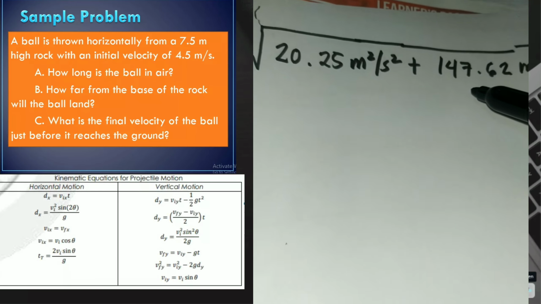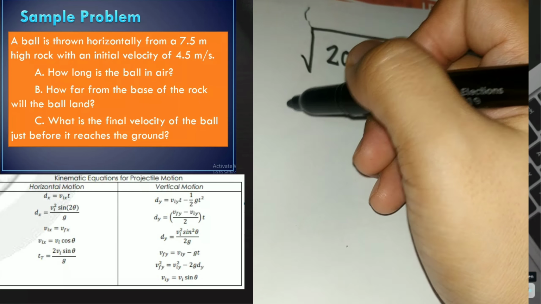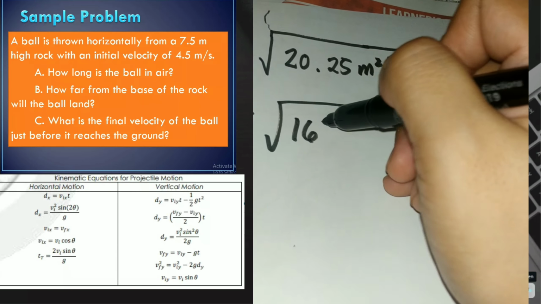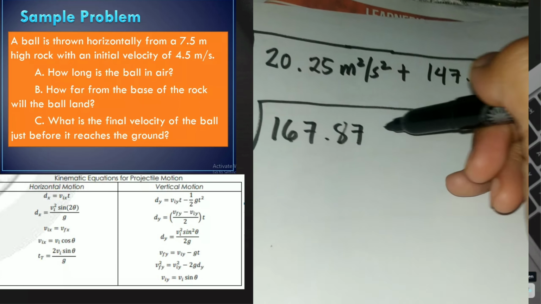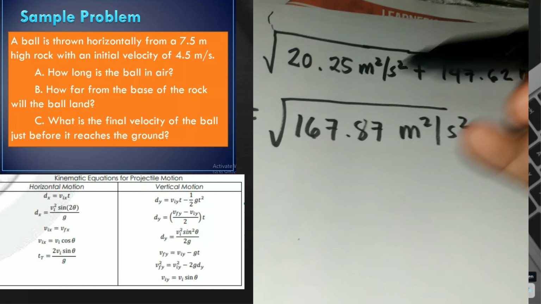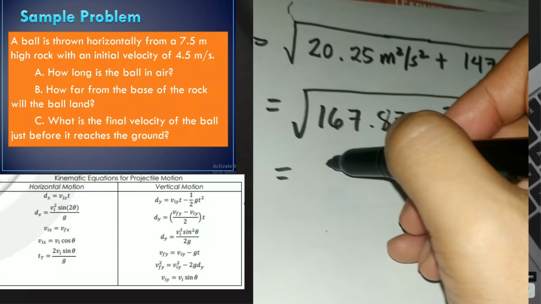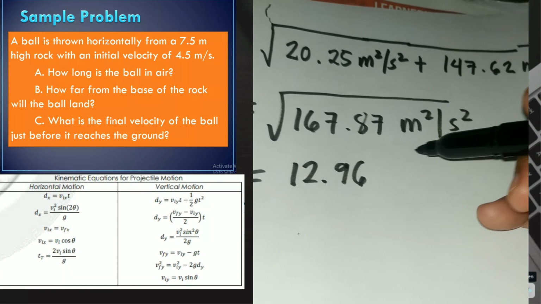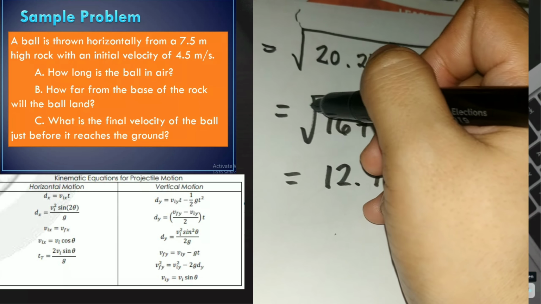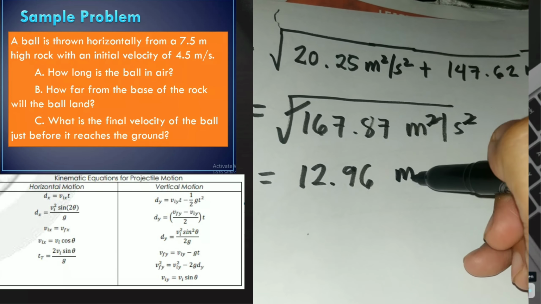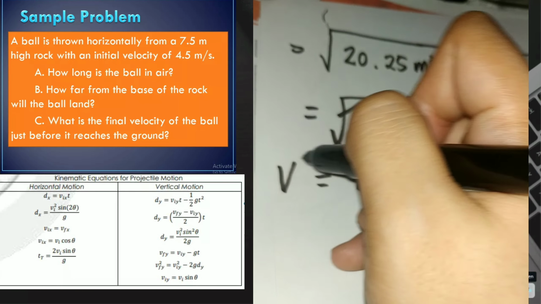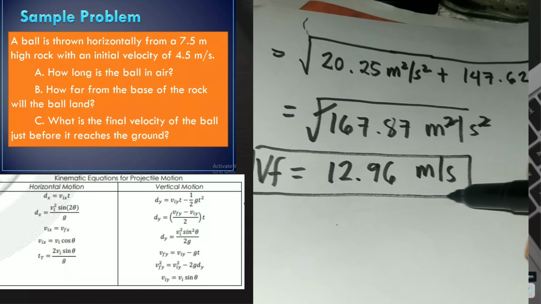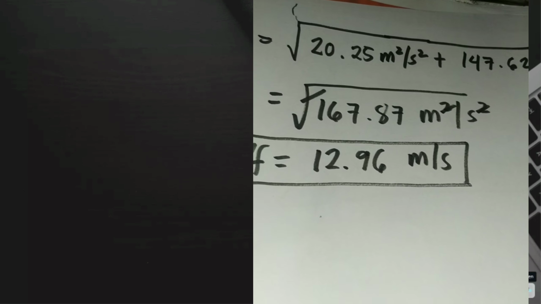Add 20.25 plus 147.62, that will give you square root of 167.87 meters squared per second squared. Square root of 167.87 is 12.96. So cancel. Meters per second. And that will be your final velocity. And that's all. Thank you.